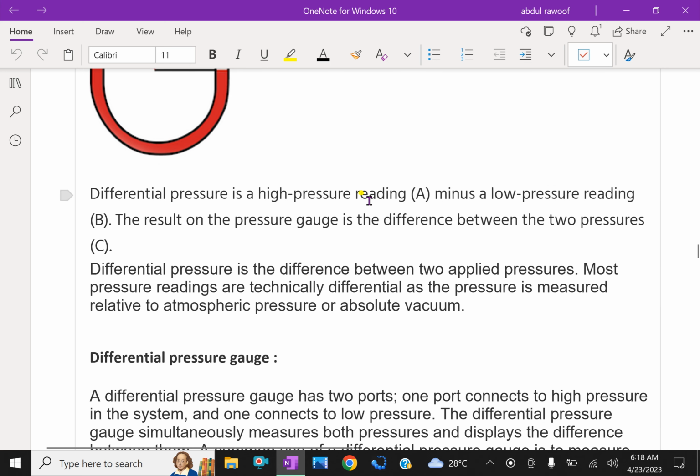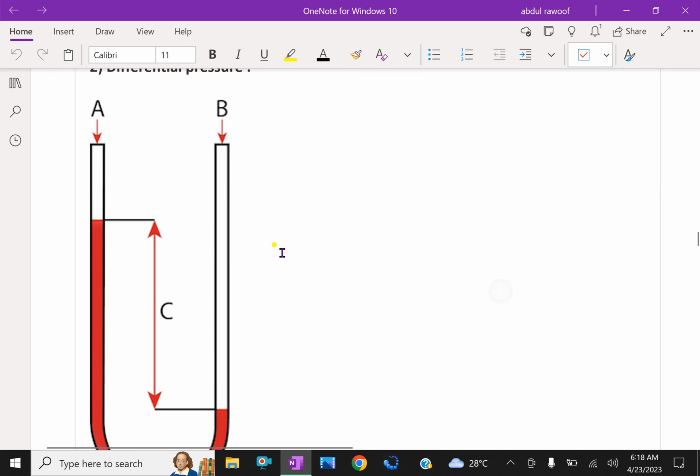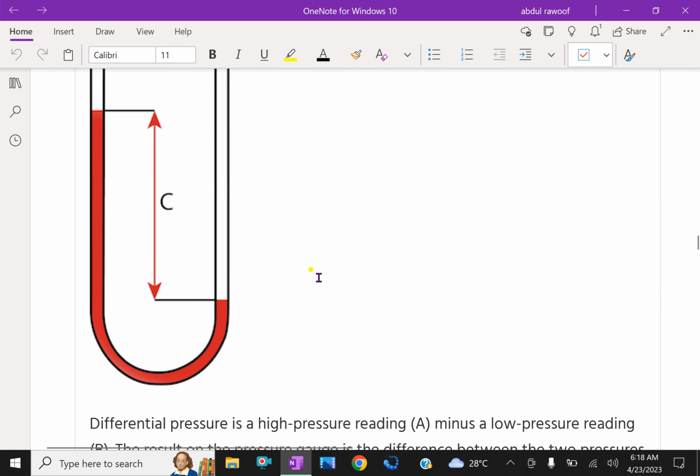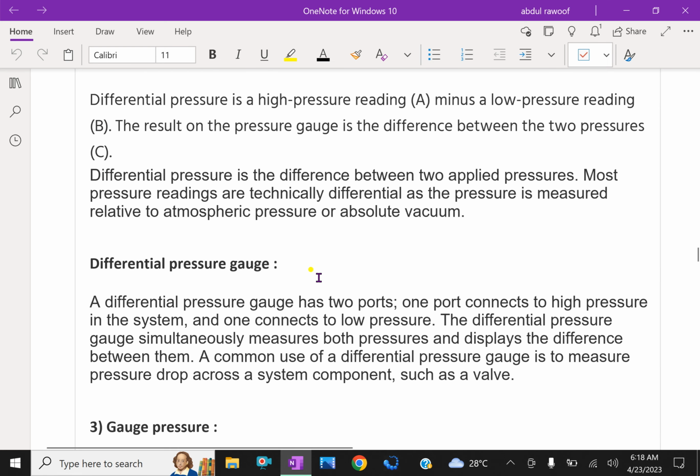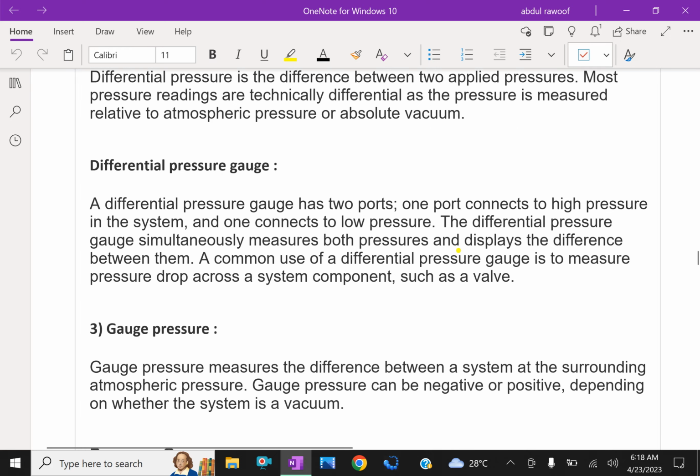Differential pressure is a high reading A minus low reading B. That means here, the reading of this side minus the reading of this side is called differential pressure. The result of a pressure gauge is the difference between the two pressures. Differential pressure is the difference between two applied pressures. Most pressure readings are technically differential as the pressure is measured relative to atmospheric pressure or absolute vacuum.